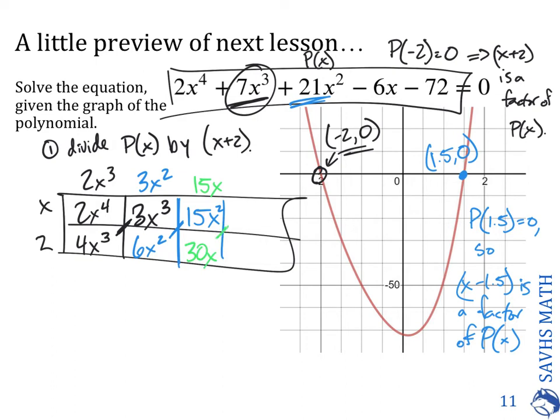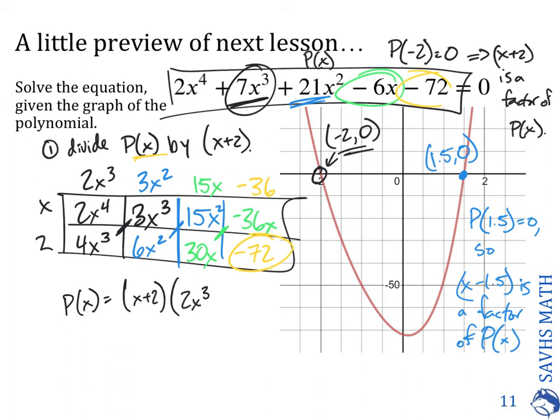I don't want 30 x's, I want -6 x's. So I have to take away 36 x's. These two together give you -6x. What I'm left with on the top is I have to have -36 here, and that multiplied by 2 is -72. This matches this, so now I am done. What I can do is I can now write p of x as x plus 2 times 2x cubed plus 3x squared plus 15x minus 36.